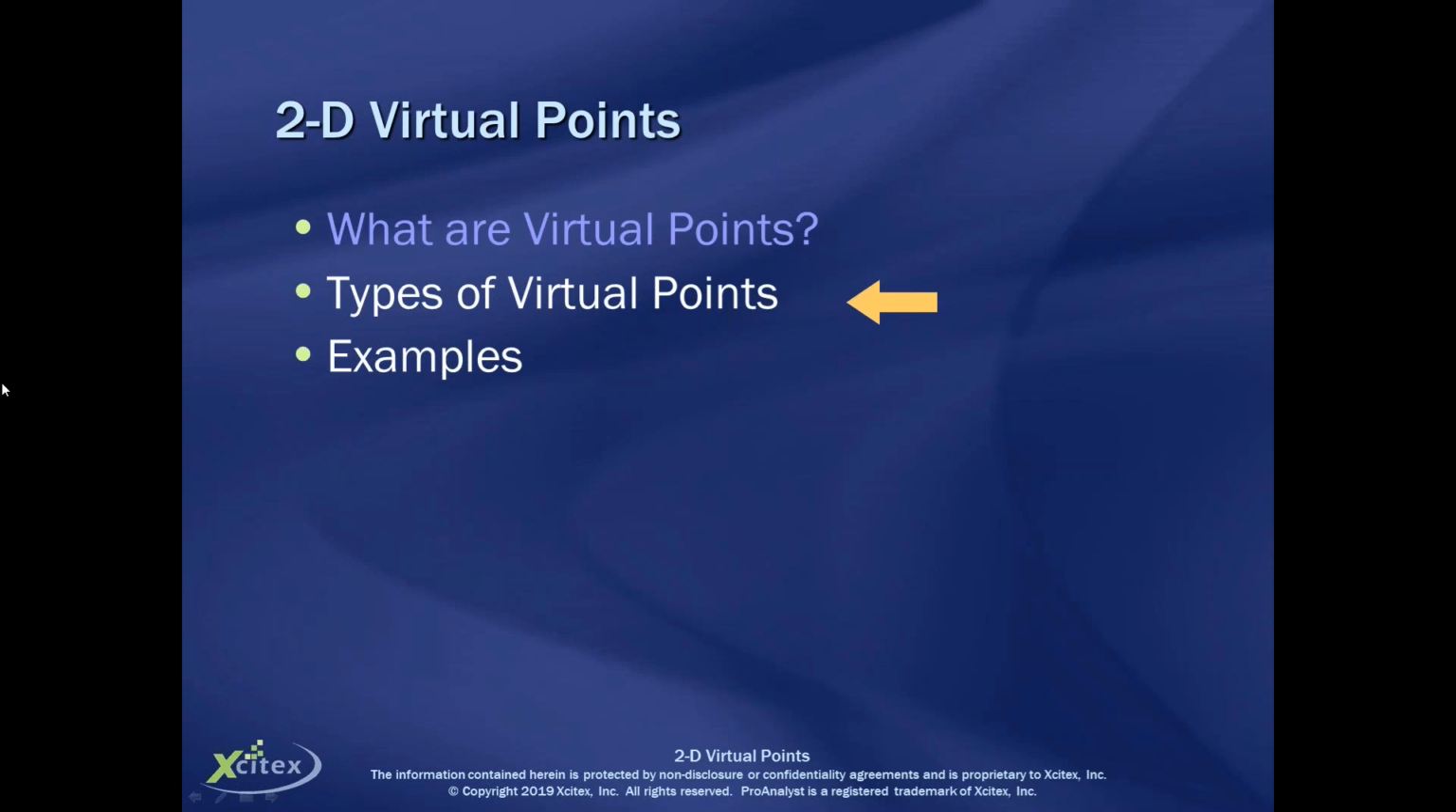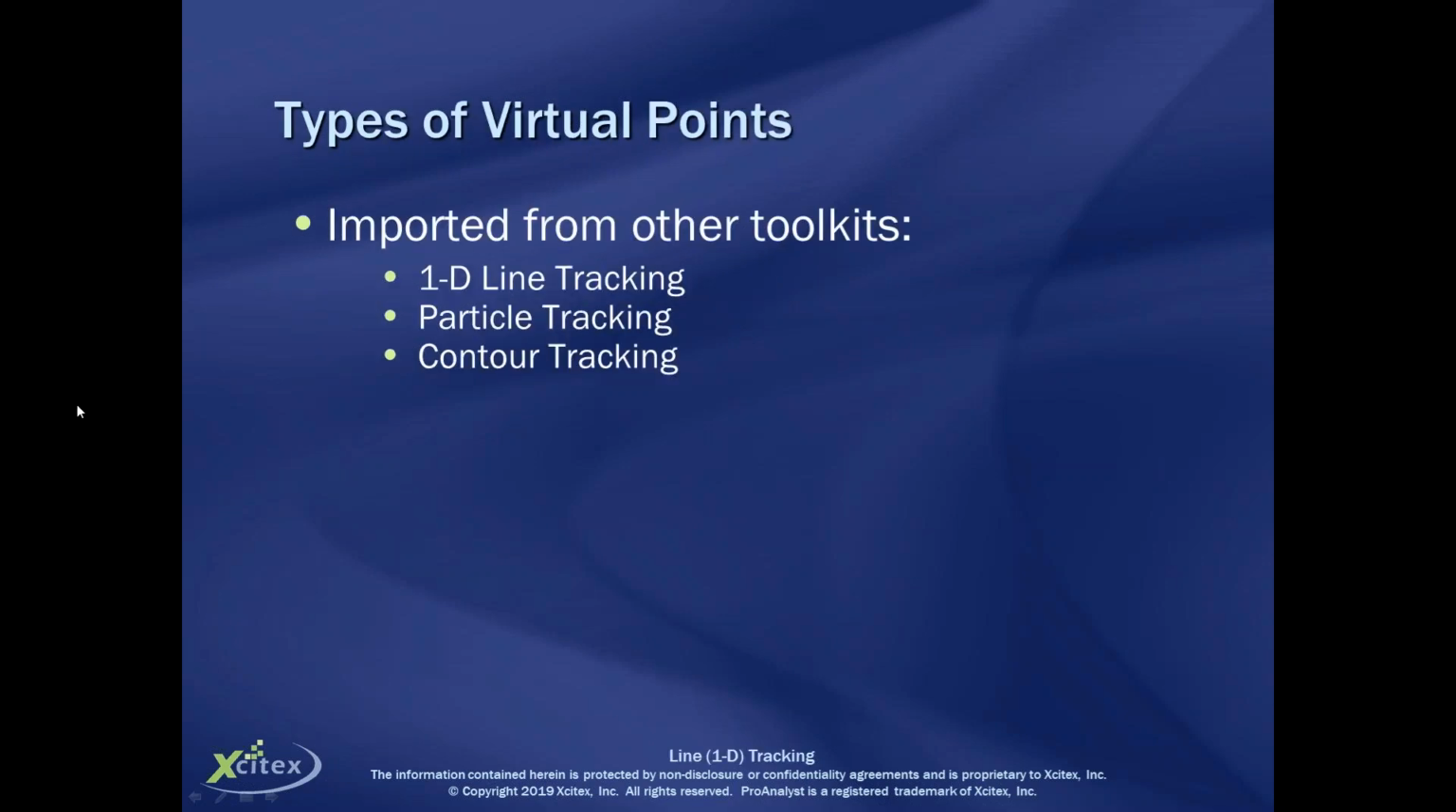So let's now talk about some of the types of virtual points that we're able to bring into the software. And there are two basic types of virtual points that can be used. The first virtual point that can be used are essentially imported points. These are points that are taken from some of our other toolkits. And we could take points from a 1D line tracking toolkit, and in this instance we convert the physical point that's pulled off the 1D line into a 2D feature toolkit and make it a virtual point.